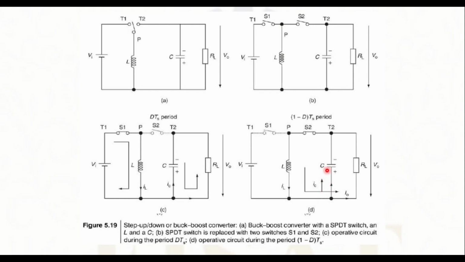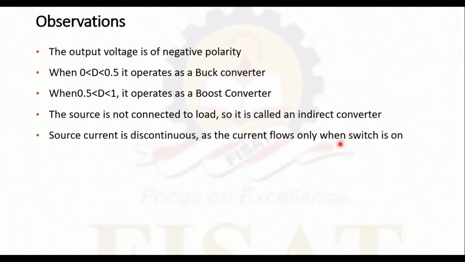One component will go through the capacitor, which is the AC component, and the DC component will go to the output. Also here the direction of current flow is in the reverse direction, that makes the polarity of output negative. There are certain points regarding the buck boost converter. The first point is the output voltage is of negative polarity.